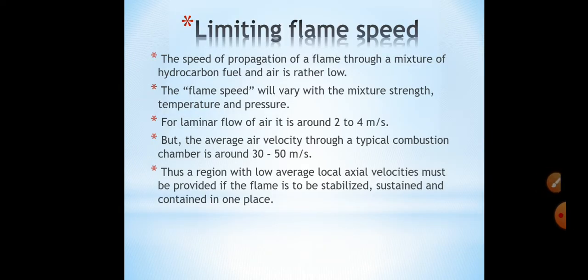Next, the limiting of flame speed. The speed of propagation of a flame through a mixture of hydrocarbon fuel and air is rather low. The flame speed will vary with mixture strength, temperature, and pressure. For laminar flow of air, it is around 2 to 4 meters per second, but the average air velocity through a typical combustion chamber is around 30 to 50 meters per second. Thus, a region with low average local axial velocities must be provided if the flame is to be stabilized, sustained, and contained in one place.